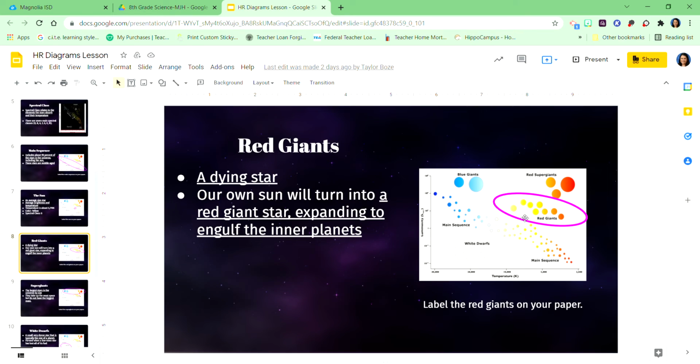Red giants, they're right above the main sequence. They are a dying star. So our own sun will turn into a red giant, expanding to engulf the inner planets. So no need to freak out now. This is going to happen in millions and millions of years. But eventually our sun will grow and become a red giant as it starts to die.